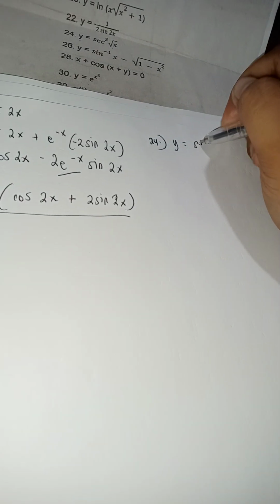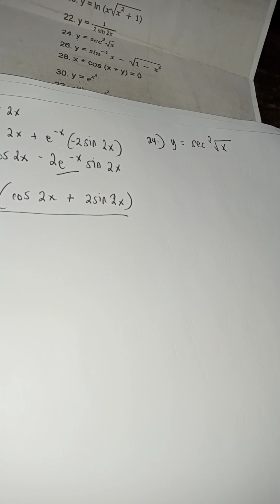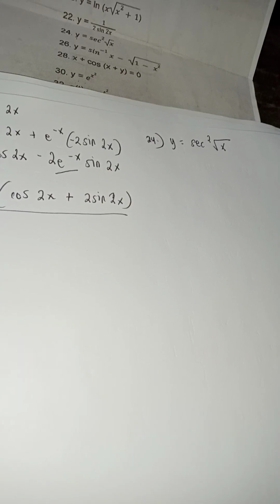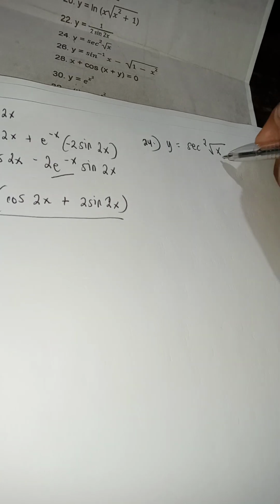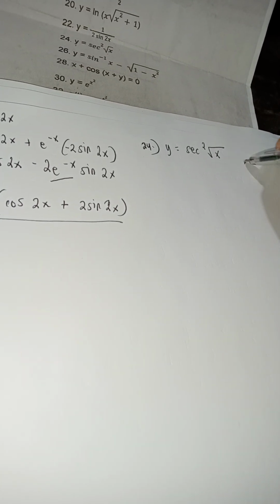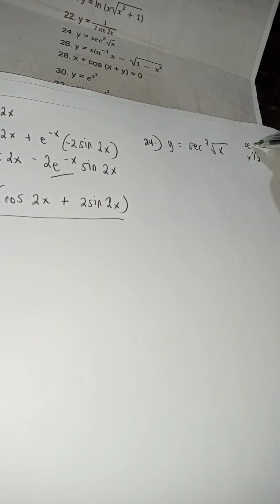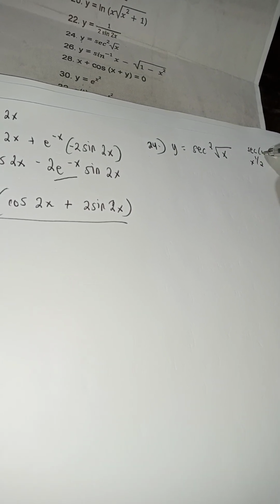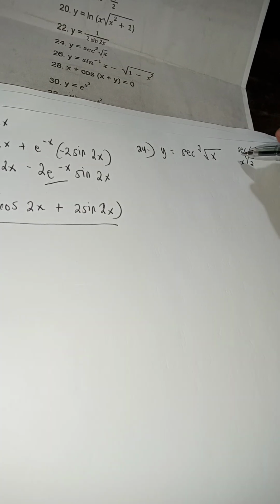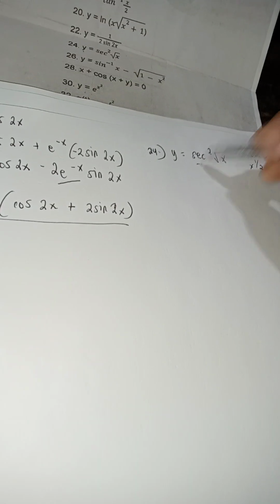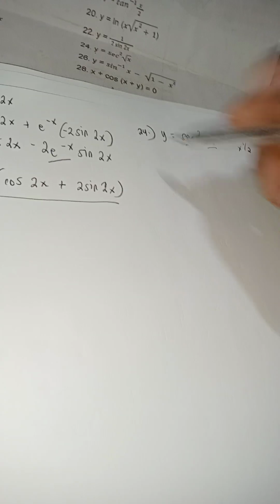Y is equal to secant of the square root of x. We are going to apply the chain rule, but before that, we let v be our x to the 1/2, and u is the square root of x. The derivative of secant u is secant u tan u. So apply the chain rule and multiply.